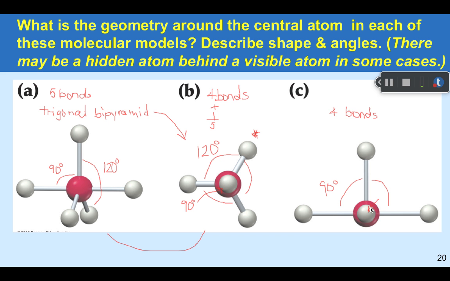So you got all 90-degree angles, and the only way you're going to have 4 bonds and all 90-degree angles is going to be if there's 2 lone pairs. So 2 lone pairs for a total of 6 electron charge clouds.